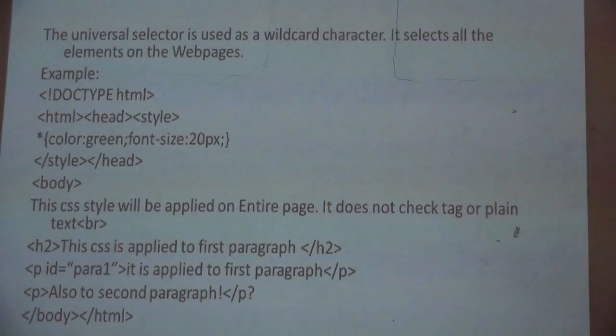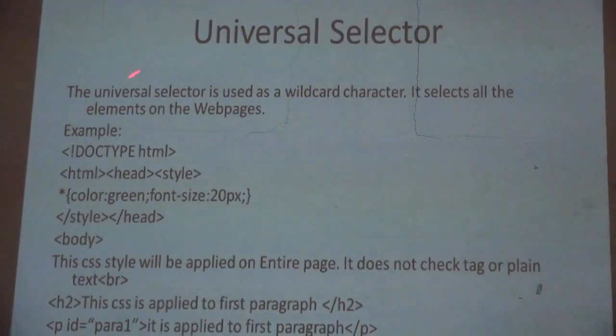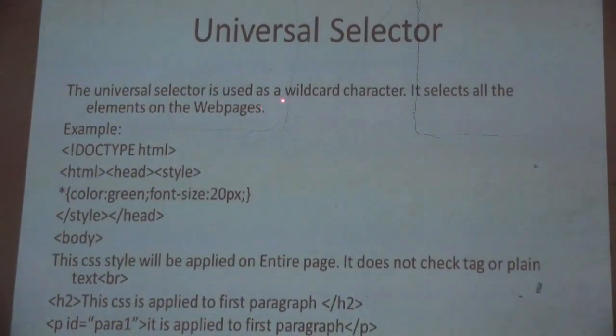Next we have the universal selector. The universal selector is used as a wildcard character. Now what is the meaning of wildcard character? Characters that we use as a substitute for one or more values are called wildcard characters. It selects all the elements on the web page.